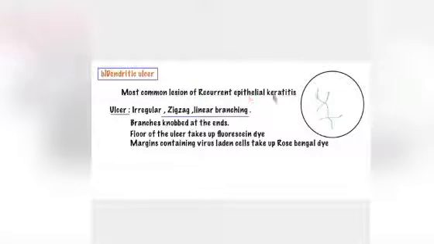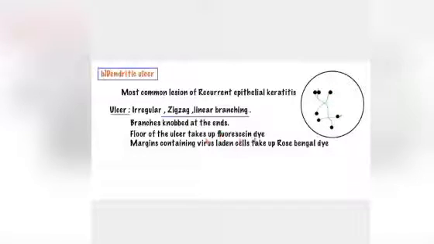In recurrent epithelial keratitis, the most common is the dendritic ulcer. Why is it known as dendritic? It is irregular, zigzag and with linear branches. You can see the branches coming out of the ulcer. The thing I forgot to mark here is that the branches are knobbed at the ends. So a dendritic ulcer is irregular, zigzag, with linear branching, and the branches have knobs at the ends.